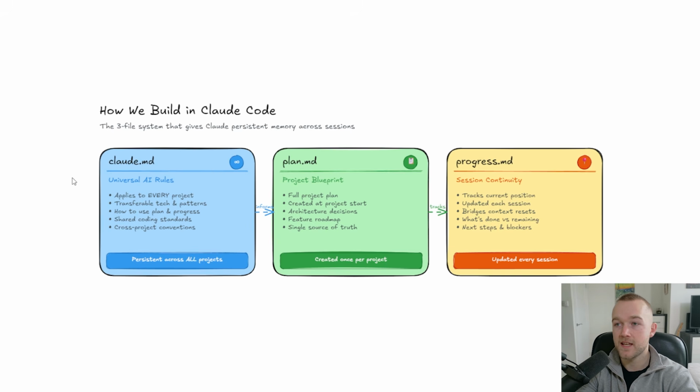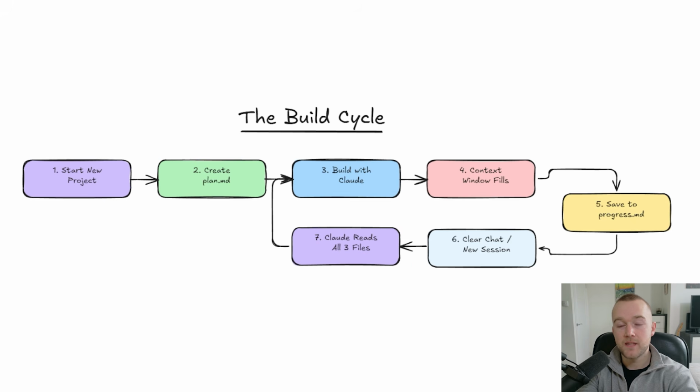And the Plan MD contains the entire plan for the agent that you want to build, and I'll show you how to create that when we start the build. And the Progress MD keeps track of where we're up to on the plan, so that when we clear the chat, a new agent will have exactly all the context it needs to pick up where the other agent left off. So this is the build cycle that you'll go through every time you make a new agent or automation in Claude Code. So you'll start a new project, you'll create the Plan MD with Claude Code in plan mode to begin with, and I'll show you the best way of doing that in a little bit.